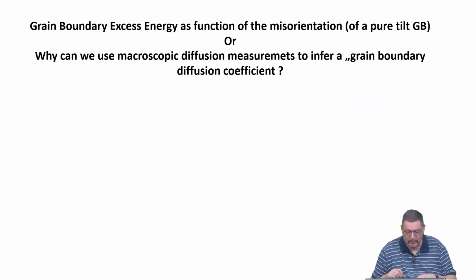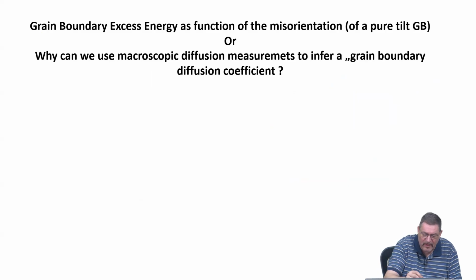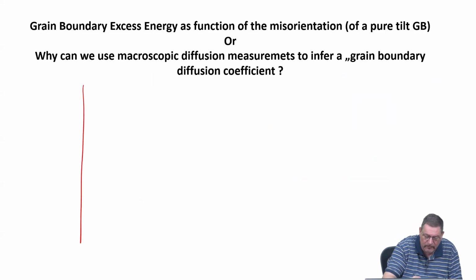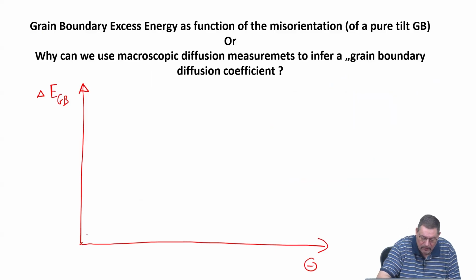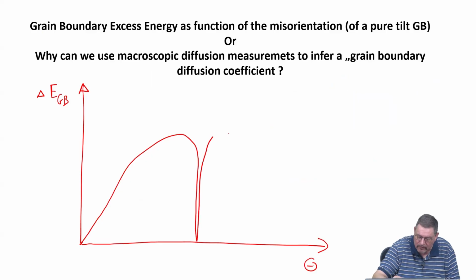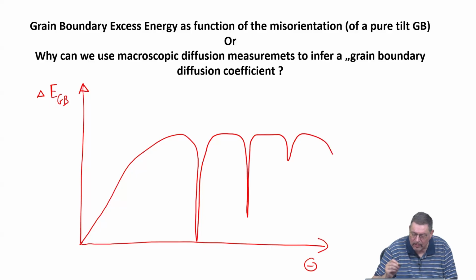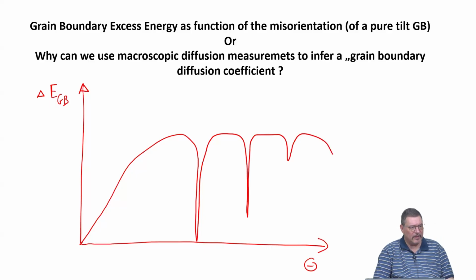Now, coming back to diffusion. So we have seen there are a lot of different boundaries. And if we calculate the excess energy of the grain boundaries as a function of misorientation, we start with the low angles, then we go like this, and then we have something like this, right?